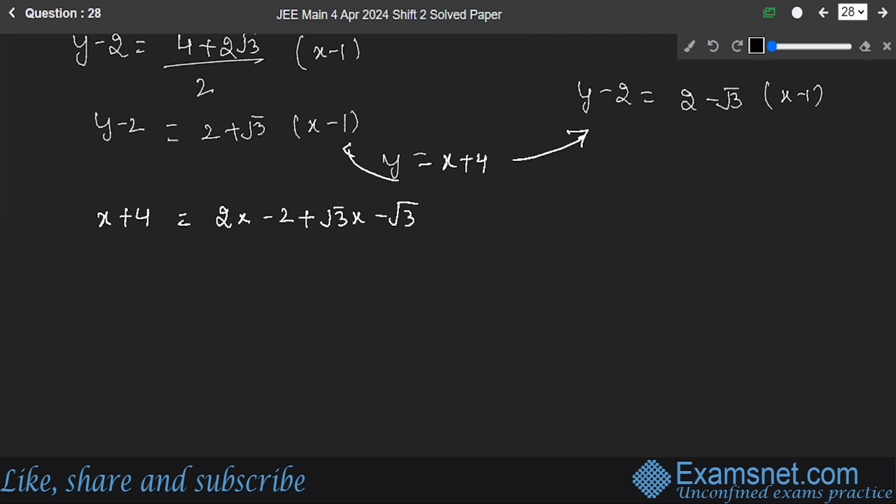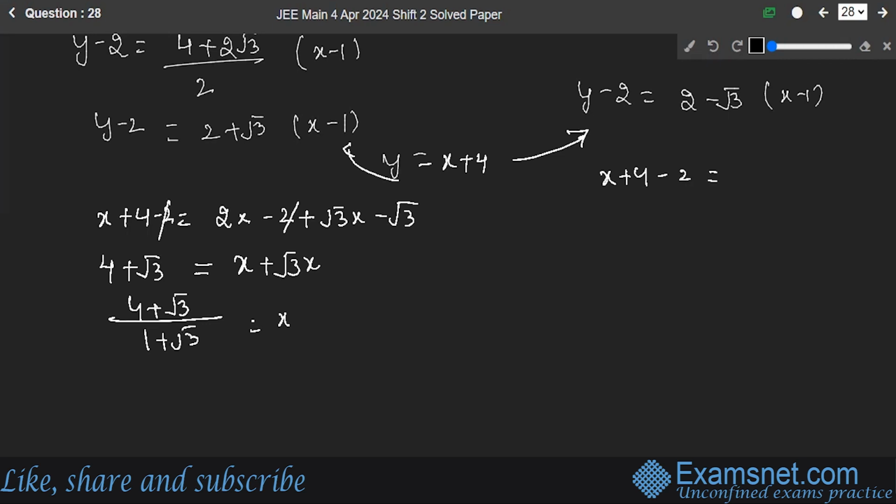So you will have your minus 2 was there, right? This will cancel out, and you will have 4 plus root 3 is equal to x plus root 3x. Okay, so 4 plus root 3 upon 1 plus root 3 is equal to x. And here you have x plus 4 minus 2 is equal to 2x minus 2 minus root 3x plus root 3. So this minus 2 and this minus 2, they will ultimately cancel.